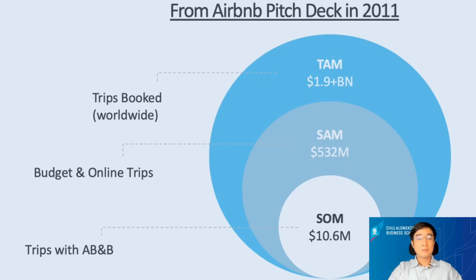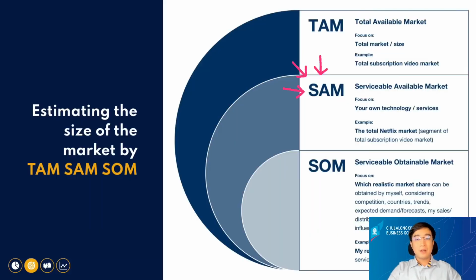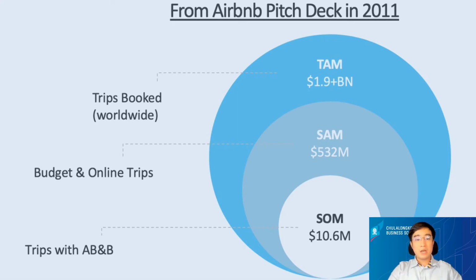For example, if we want to do a marketing strategy for Airbnb, we have to look into the global trips booked around the world. So in the diagram, it says 1.9 billion USD as the total market in 2011. Then it comes to SAM, which stands for serviceable available market. It means the market that we are ready to deploy a product and service to customers. In the Airbnb case, we of course cannot target all trips booked globally, so we shrink into budget and online trips only. So the number goes down to $532 million.